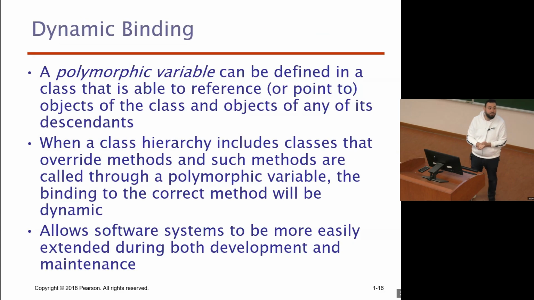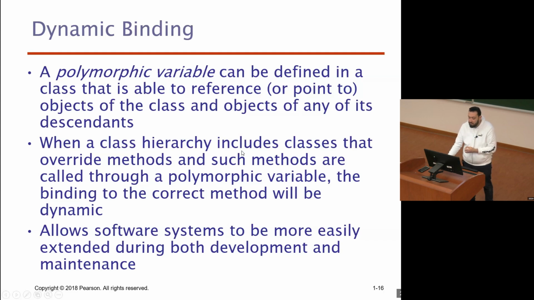Now, we talked about inheritance. The other main feature when it comes to object-oriented, we said, is dynamic binding, okay? And as Michael said, when it comes to object-oriented, it can be done through polymorphism. So a polymorphic variable can be defined in a class that is able to reference objects of the class and objects we're going to see.